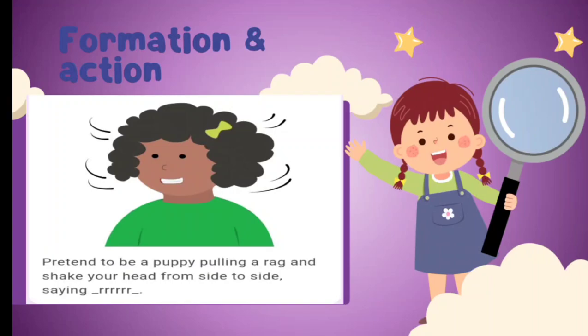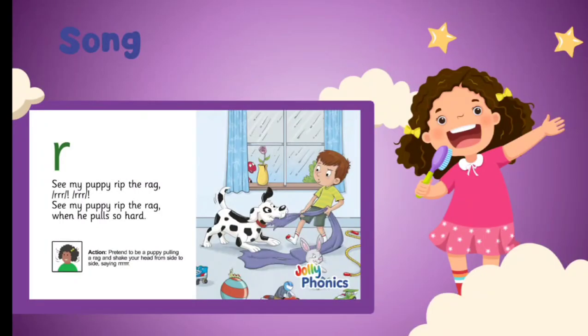Let's do the action together. Pretend to be a puppy pulling a rag and shake your head from side to side, saying "rrr." Now let's write the sound. Put your finger up and say down, up, and dip. And now sing with the song and do the action.